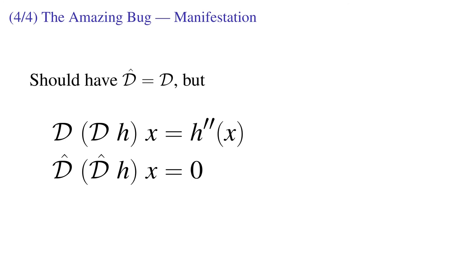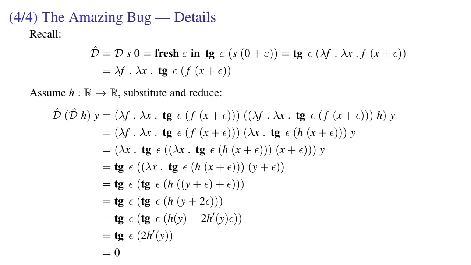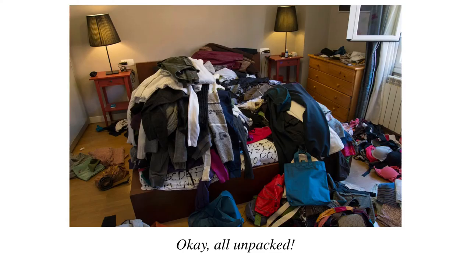What happened? Well, the fresh triggered when D was invoked. But the thing is, ds of 0 returned a value which has a single tag in it, a single concrete tag. So when it's nested, we can get a collision. That's really bad. Okay, all unpacked. That's the dirty laundry of higher-order automatic differentiation. Now let's get to the bottom of this mess.